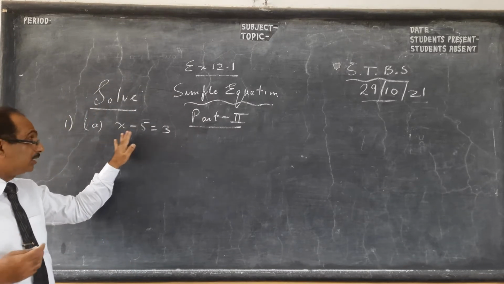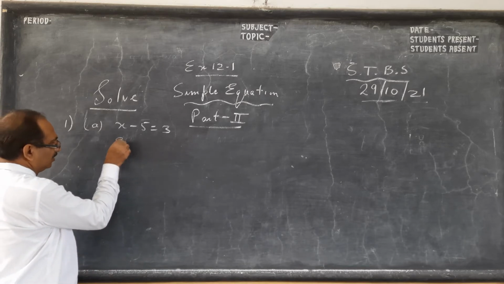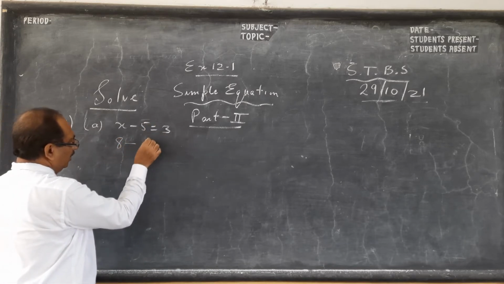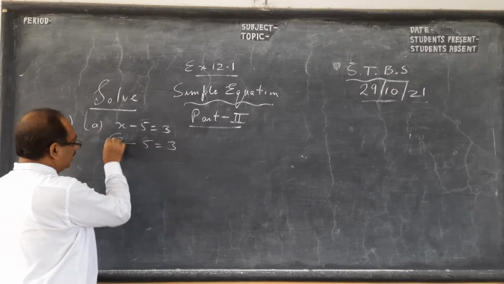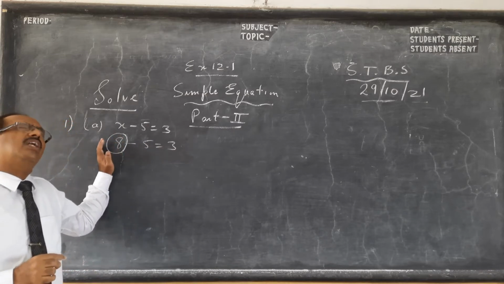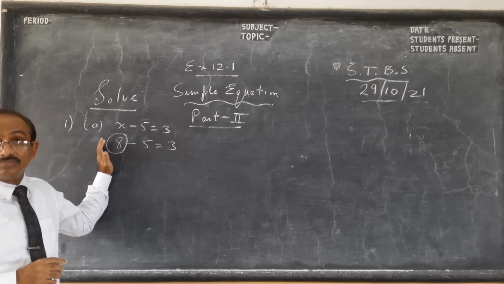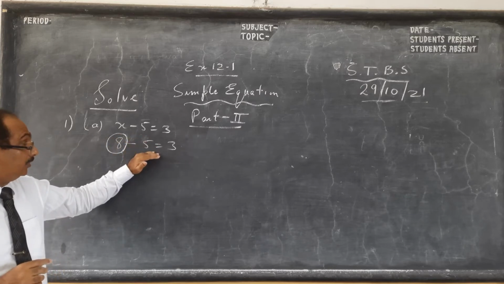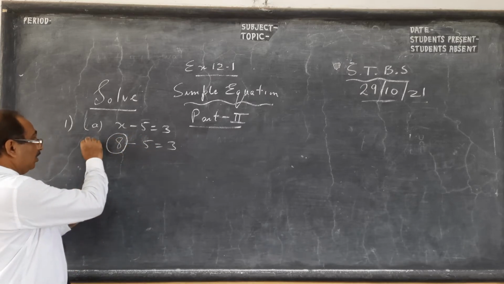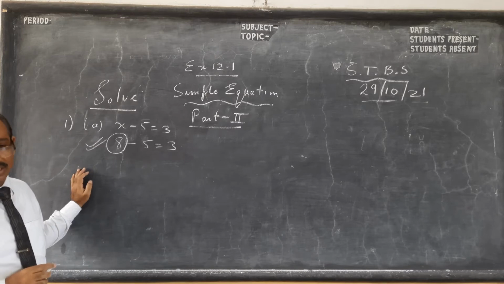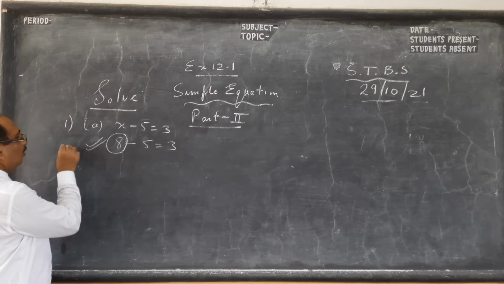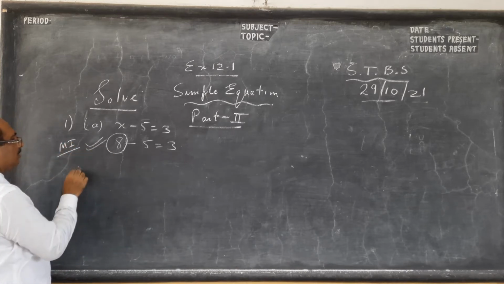From what should you subtract 5 to get 3? This is the trial and error method. What should I subtract 5 from? 8. 8 minus 5 is 3. This is your mental maths method, but you have to write. So method 1 is this, but we won't use it.